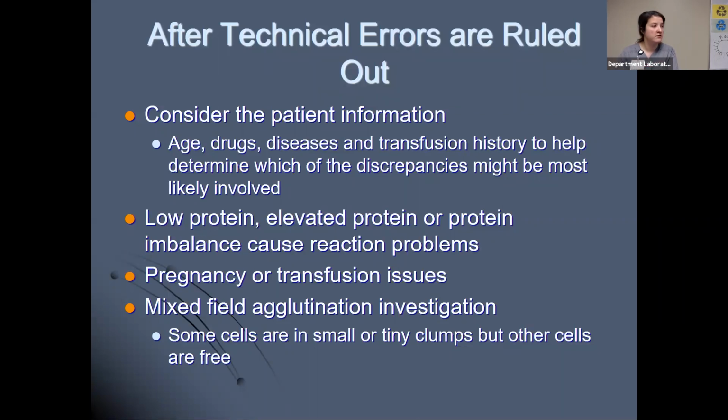Pregnancy or transfusion issues. If your patient is type B and has been recently transfused with multiple type O units, that could alter their ABO determination. They might have a discrepancy there. So we're going to look at an example like that. And mixed field agglutination investigation. Mixed field agglutination is very hard to see. The definition of mixed field agglutination is that you will have one population of cells that is agglutinating, and then the other population is not. This is very hard to see in tube. When we start doing our gel testing, the gel testing is more sensitive and it's easier to see mixed field agglutination.